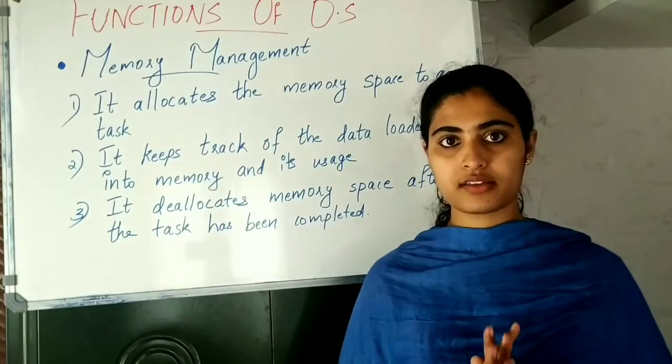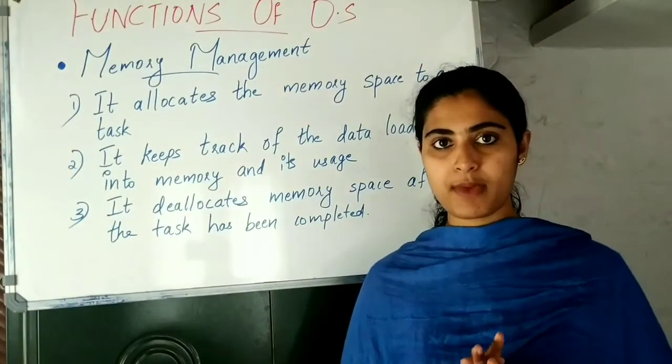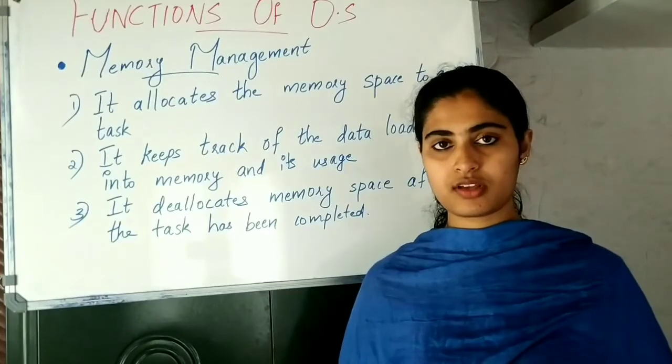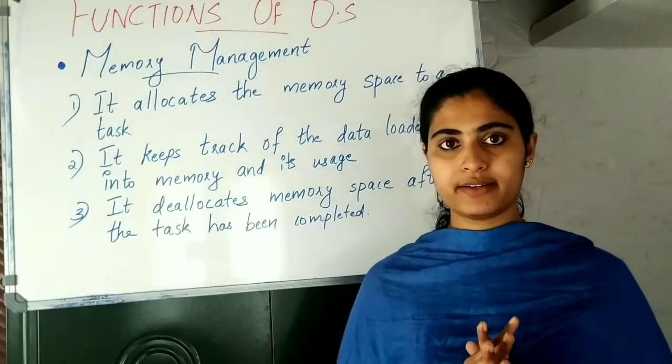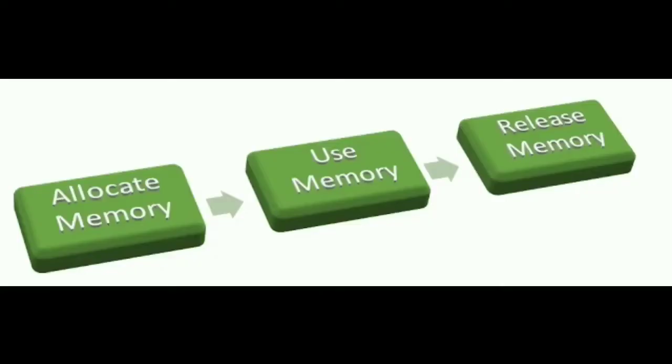Okay. So these are the functions of memory management. Or these are what an operating system does inside a memory. In simple words, the operating system first allocates the memory for a task, and that task will use that memory, and once that task gets completed, operating system will release that memory space.